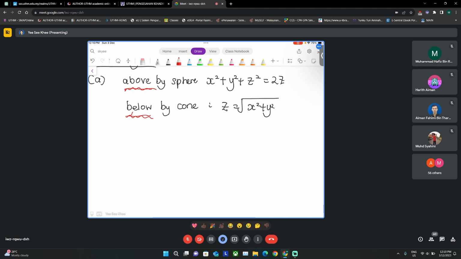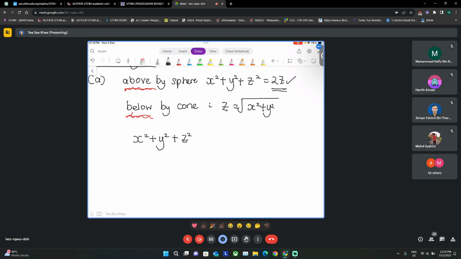So we draw this. We look at the sphere first. This sphere is slightly different compared to the sphere that we usually draw, because usually on the right hand side we will have the radius. But this one is 2z. So this equation you have to modify or rewrite a bit before you're able to draw the sphere. Let's look at how we can rewrite this.